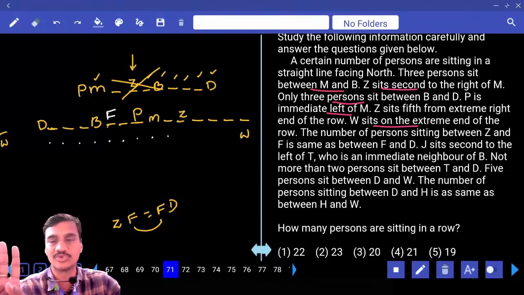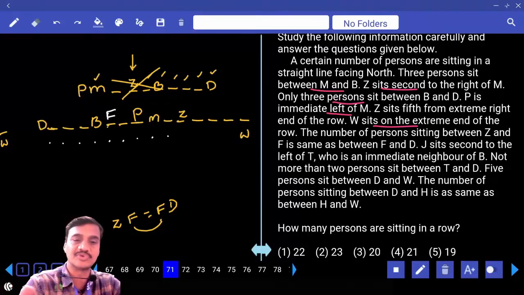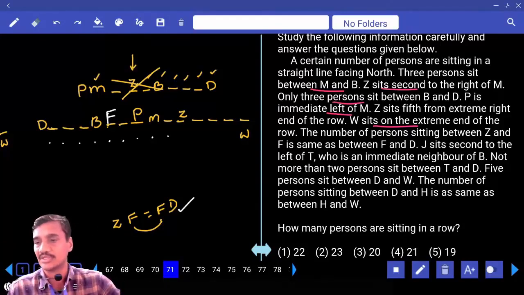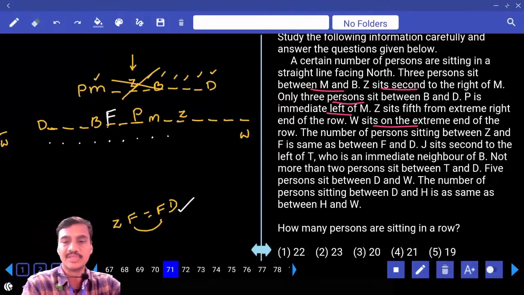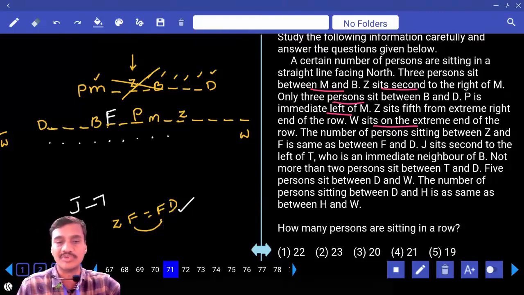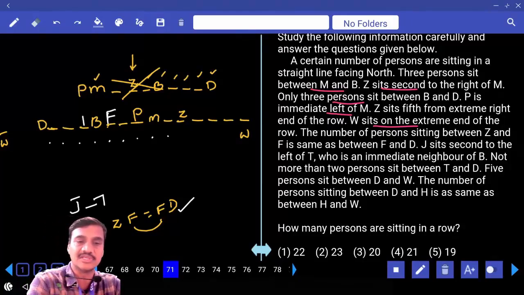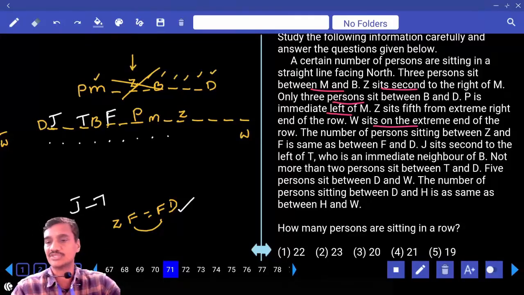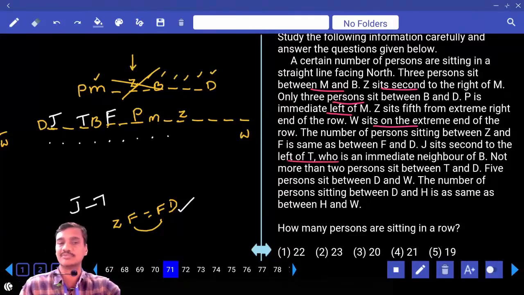Between D and F, how many are there? In between, 4 members. Between F and Z, 4 members. Now this number of persons between Z and F equals F and D. Does this fit? And next one, J sits second to the left of T. Whatever, this J is seated second to the left of T, T who is an immediate neighbor of B. T is an immediate neighbor of B, T is here. If T is here, J sits second to the left, J must be at this place. Hence D and J are adjacent to each other. Then? And next one, J sits second to the left of T, T who is an immediate neighbor of B.